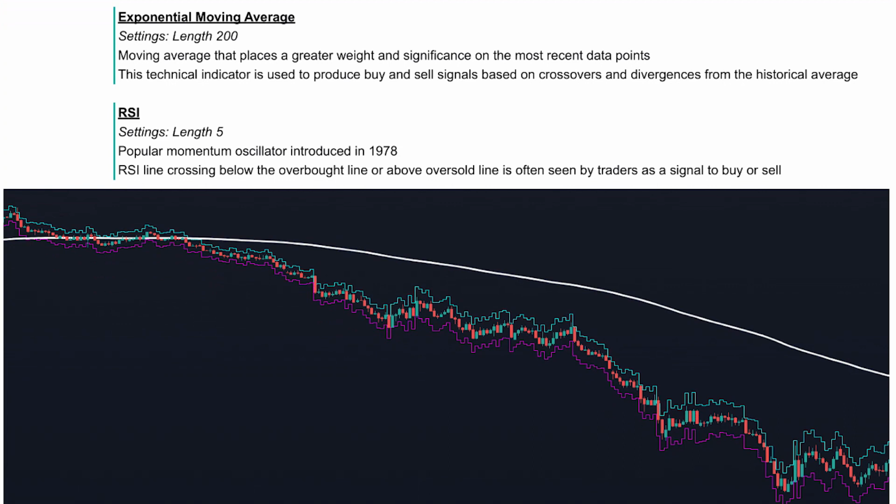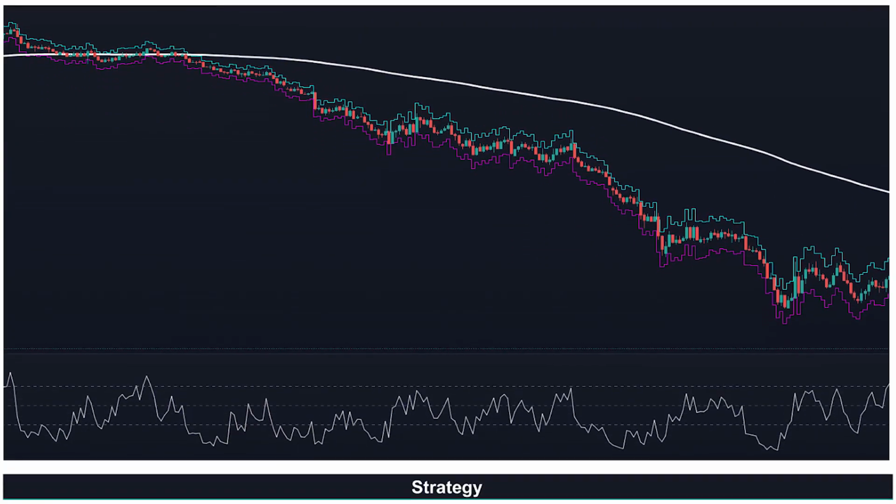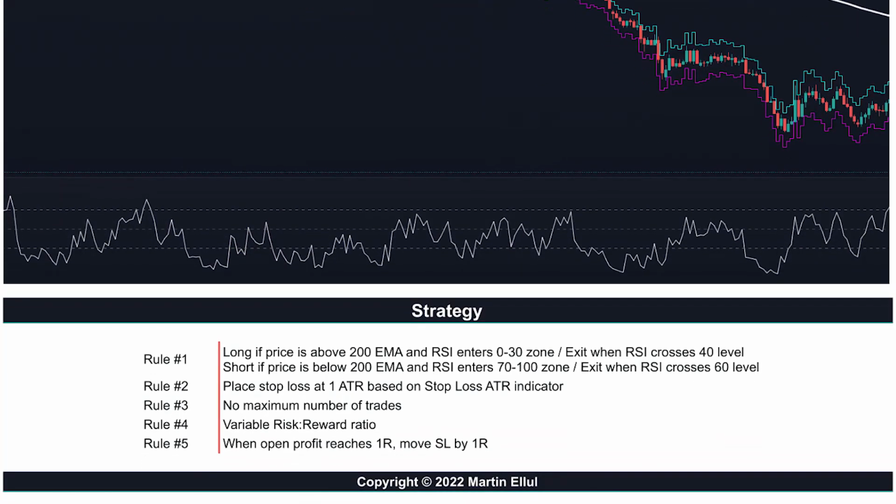So this backtest is based on the daily time frame on EUR/USD. So here's the strategy. We go long if the price is above the 200 EMA and the RSI enters the 0 to 30 zone, and we go short if the price is below the 200 EMA and the RSI enters the 70 to 100 zone.